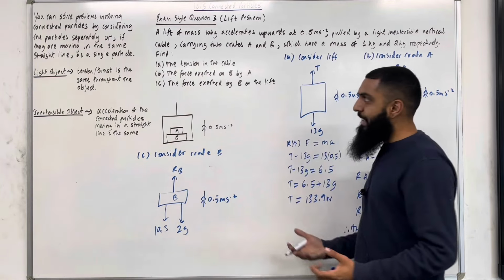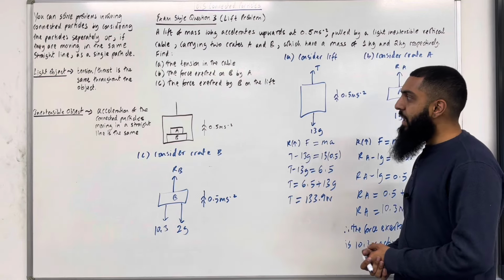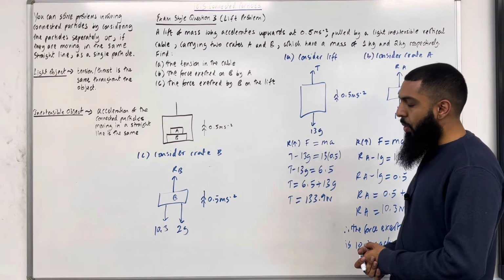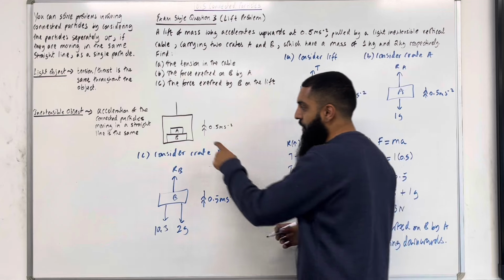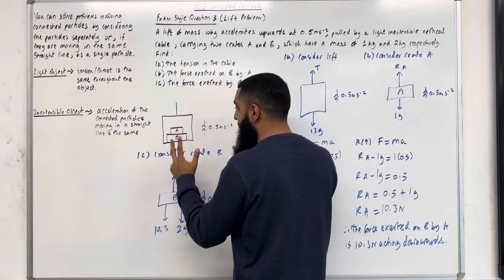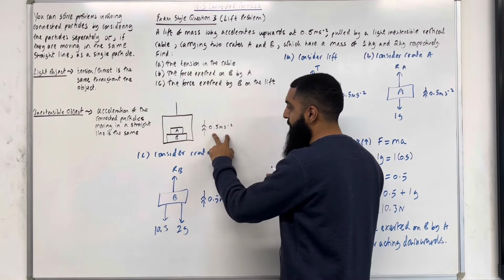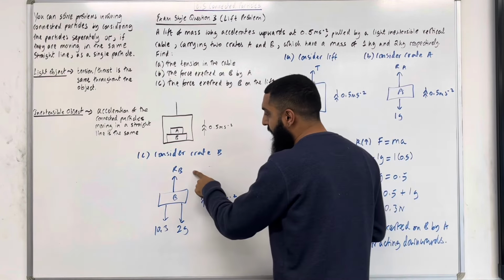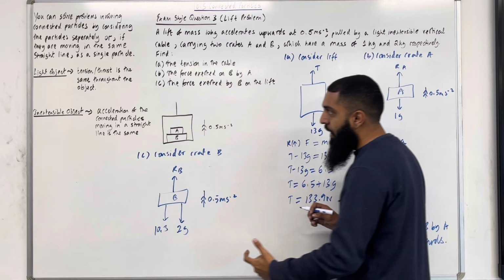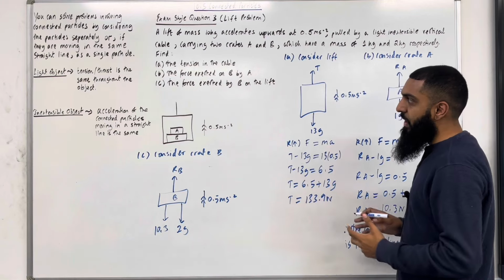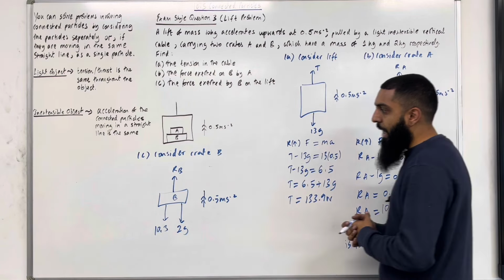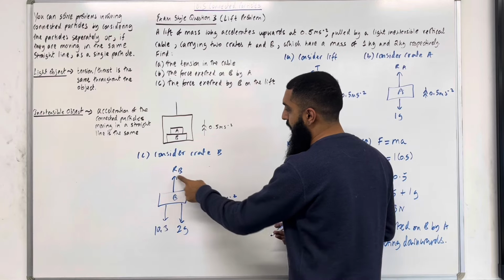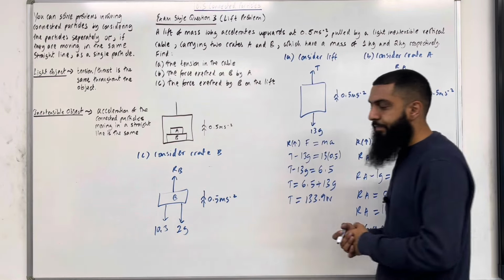Now let's try and understand part C. Find the force exerted by B on the lift. Okay. Now, for the crate B to remain on the floor of the lift, as the lift accelerates upwards at 0.5 meters per second squared, there has to be a force equal to RB acting in the opposite direction. So essentially, to find the force exerted by B on the lift, we are trying to work out the normal reaction of B. In other words, we are trying to work out RB.